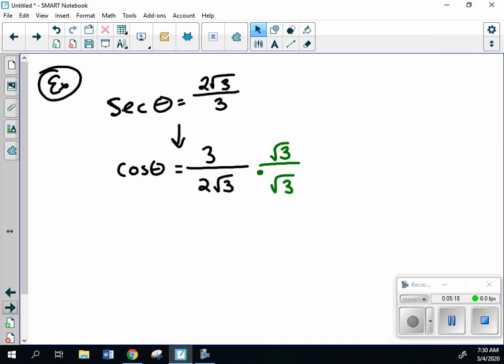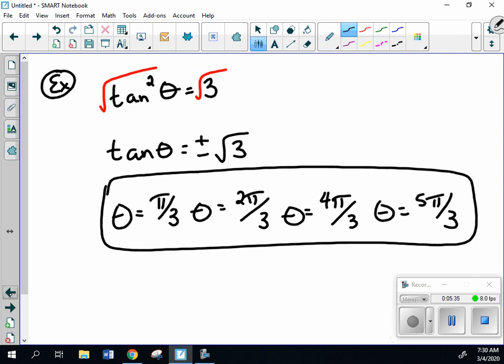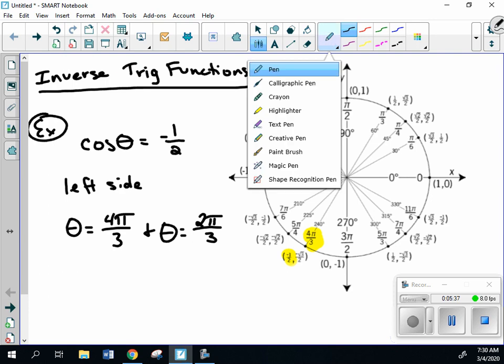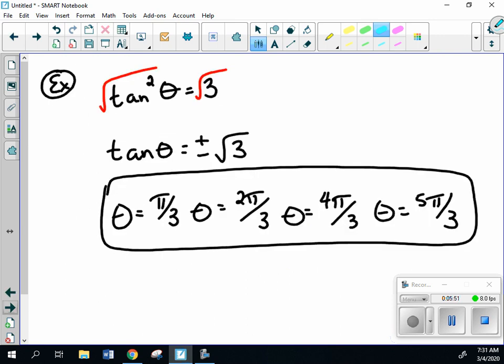This now gives me 3 square root 3 over 2 times 3. If I look at that, the 3's cancel out. I'm looking for square root 3 over 2. So where does cosine equal square root 3 over 2? Going back to my unit circle, I can now use my unit circle. Cosine is again on the left. So my answer is going to be at pi over 6 and 11 pi over 6.